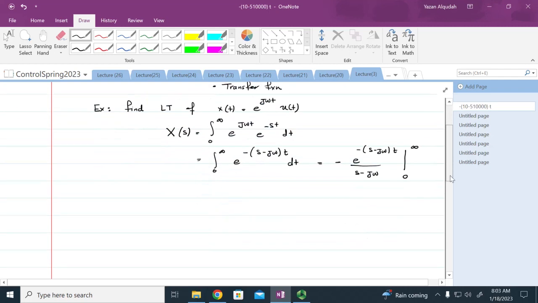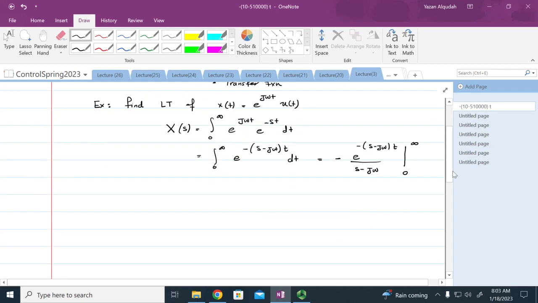Agree, everybody? And then we substitute the limits of the integration. And since we have this minus sign, we just flip the limits. So this is going to equal 1 over s minus j omega. And we're going to substitute the 0 first. What are we going to get with this exponential when we substitute t as 0? A 1. 1 minus e to negative s minus j omega multiplied by infinity.